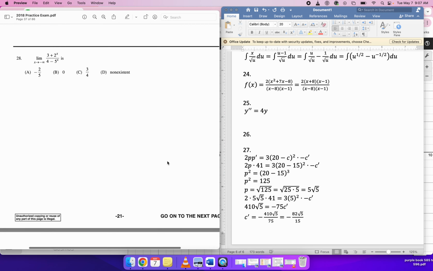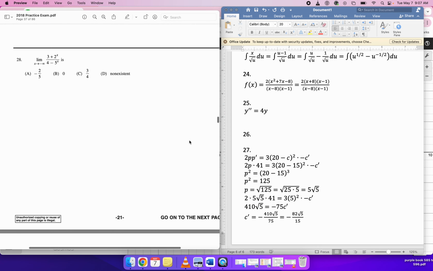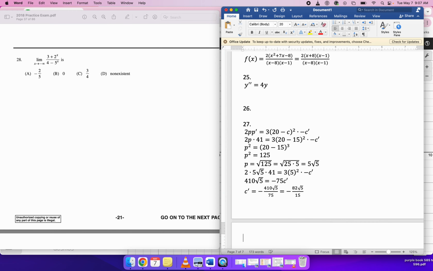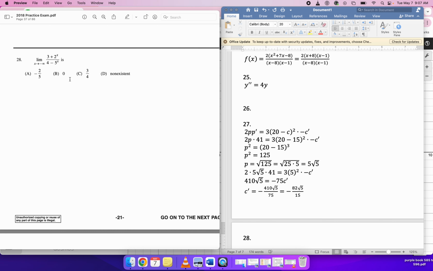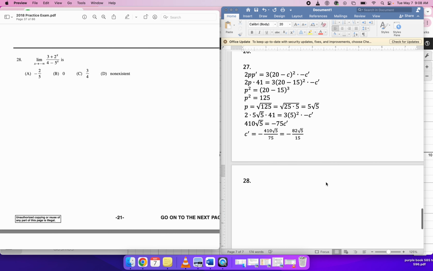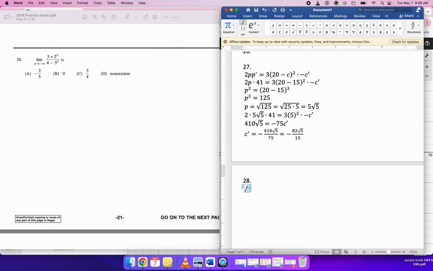28. Limit as x goes to infinity, or negative infinity of this guy. Well, as x goes to negative infinity, those exponential terms actually go to 0, because 2 to a large negative power is a very small number. So surprisingly, it's actually the 3 and the 4 that are the larger terms in the numerator and denominator. So the answer is 3/4. C.